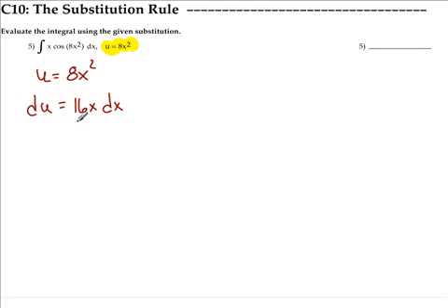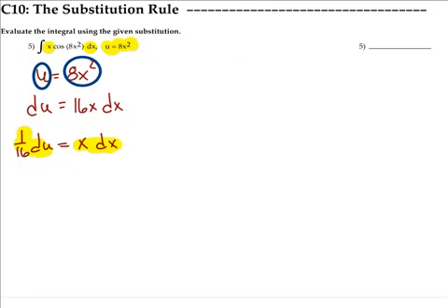I'm going to divide both sides by 16, which will give me 1/16 du equals x dx. I can replace everywhere I see an x dx appear with 1/16 du, because that's what x dx equals. The u is equal to the 8x squared, so I can replace the u that's up here with that. So the only thing that's staying is the integral symbol and the cosine function. Everything else is getting replaced with either u or 1/16 du.